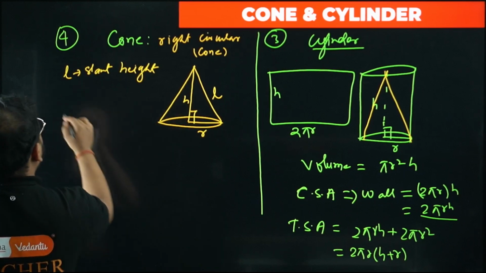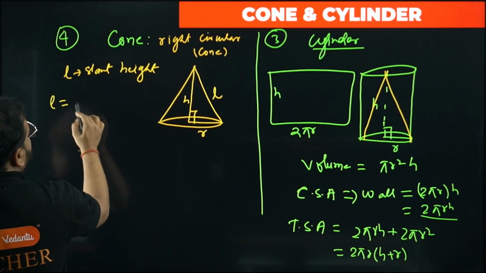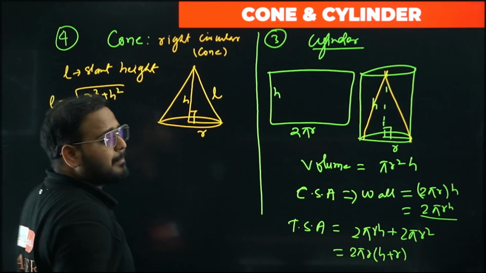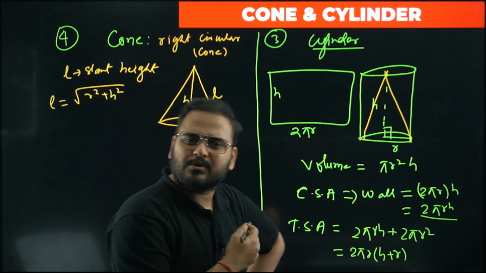So we can write this, bacha. L equals to what, bacha? L equals root of r square plus h square from the Pythagoras theorem. Correct? No confusion whatsoever over here.